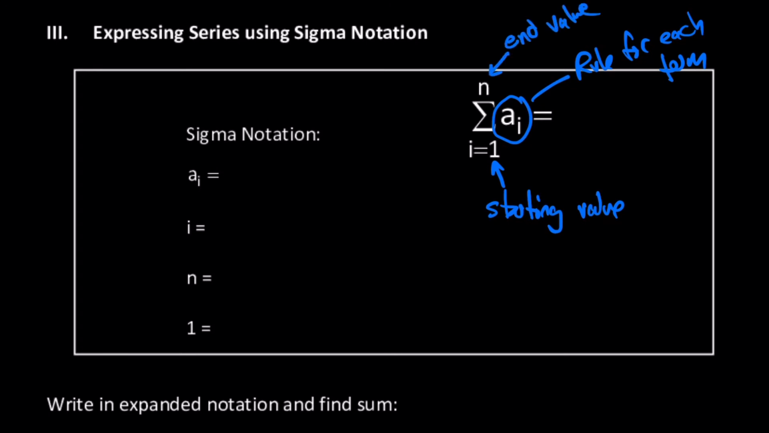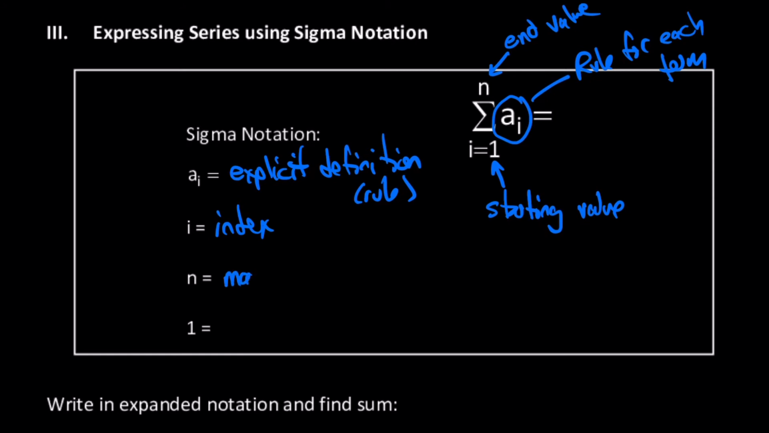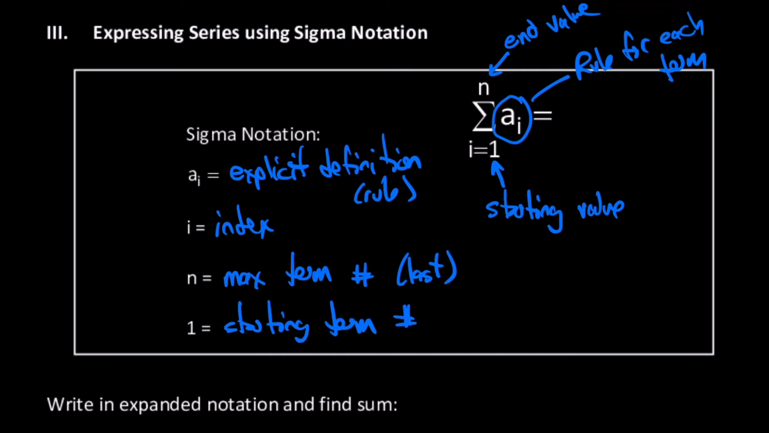And then here, the n is the end value. All right, so a sub I is our explicit definition or rule. I is the index. N is the max term number, or the last. And 1 is the starting term number. For all of our examples in this unit, that's going to be a 1, but it doesn't have to be. You can start at a 3, you can start at a 7, doesn't matter.